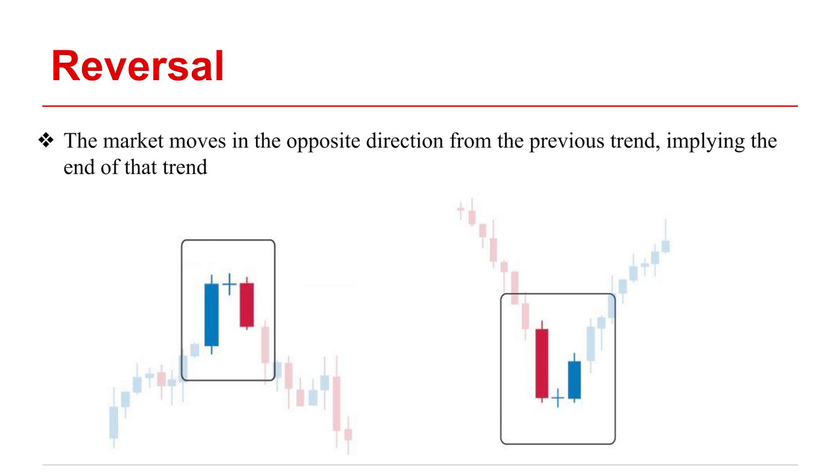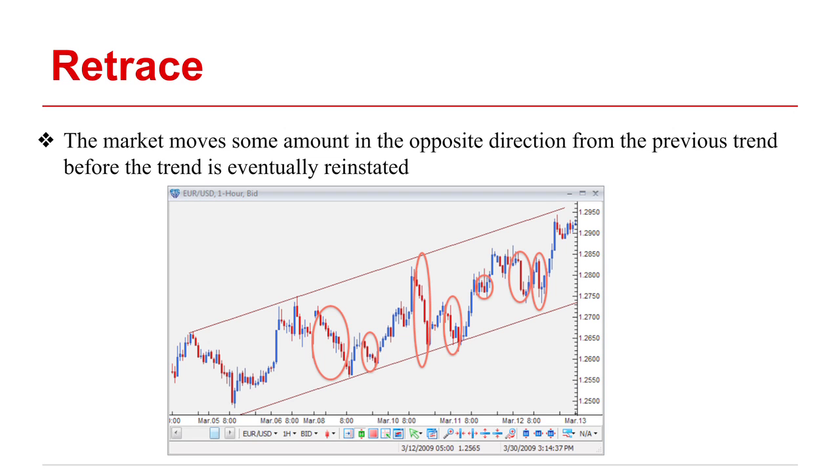So typically prices dip down to around the level where the trend began. Whereas in the case of a retrace, the market moves some amount in the opposite direction from the prevailing trend before the trend is eventually reinstated.